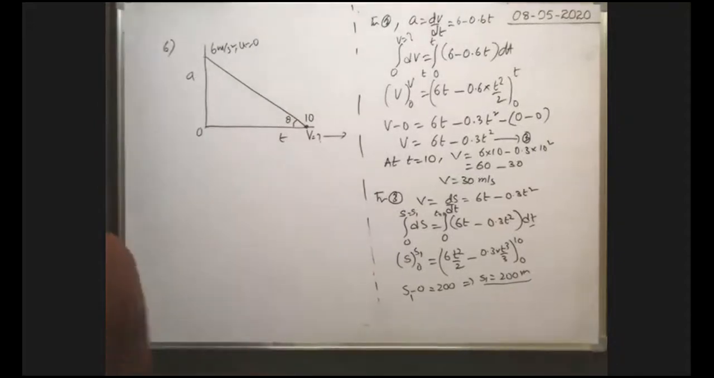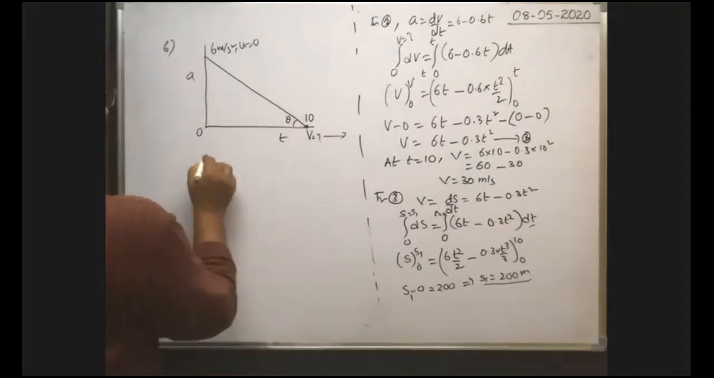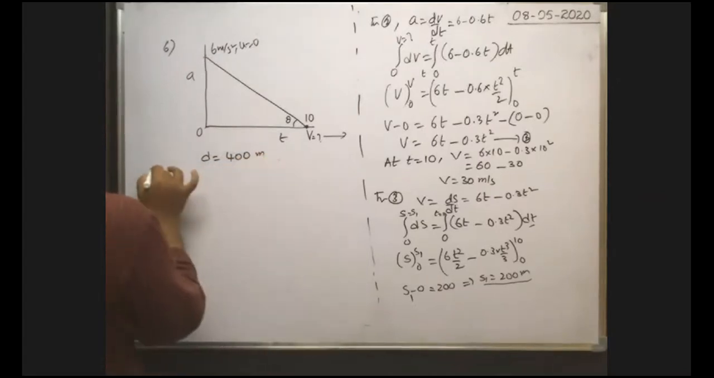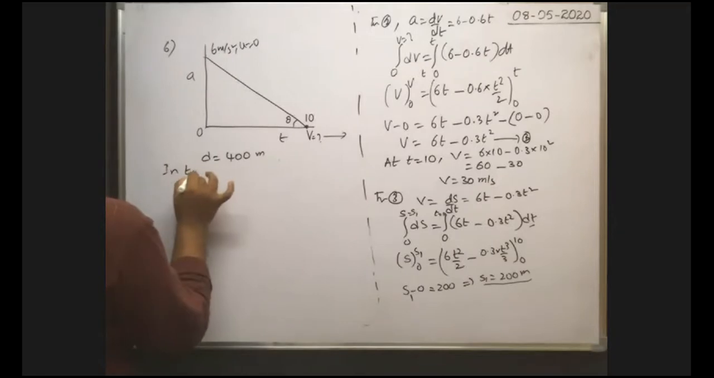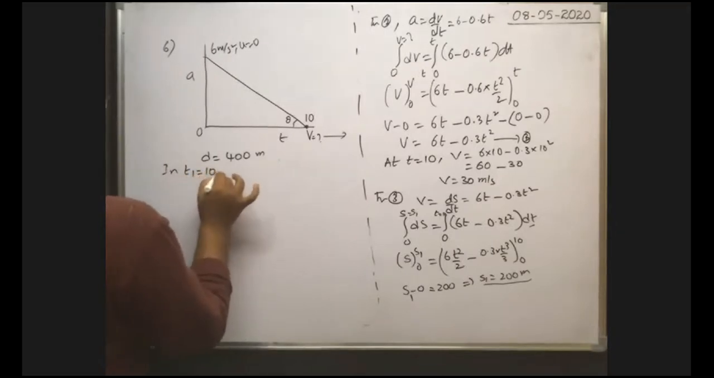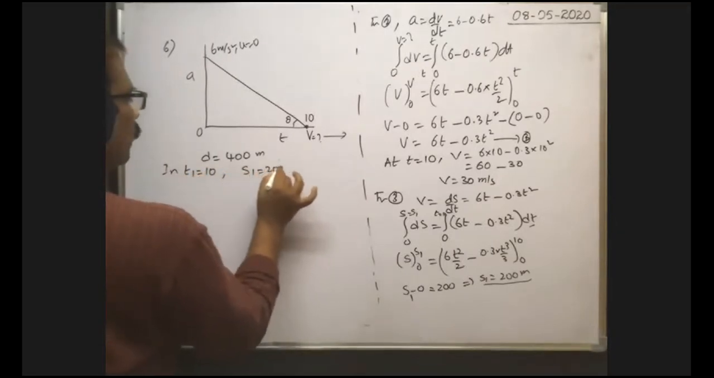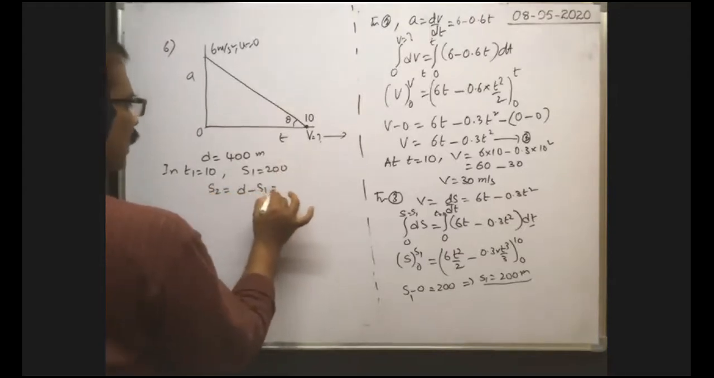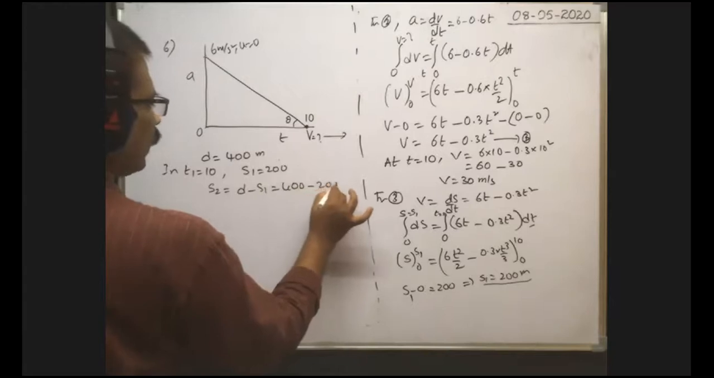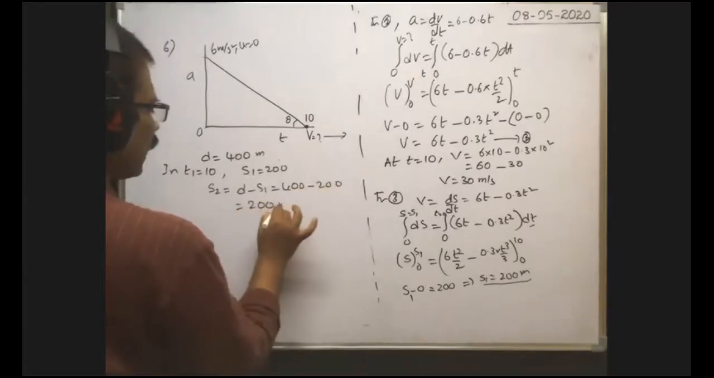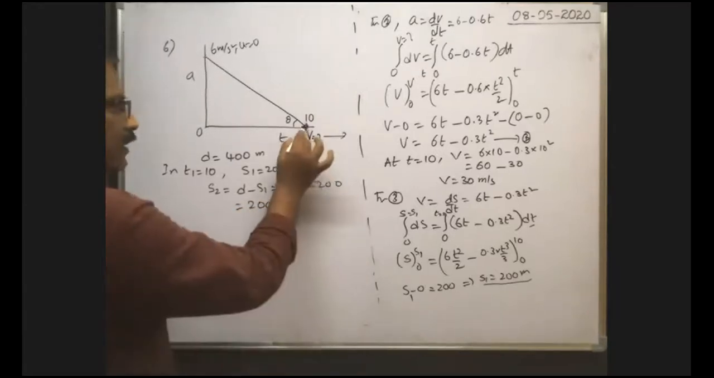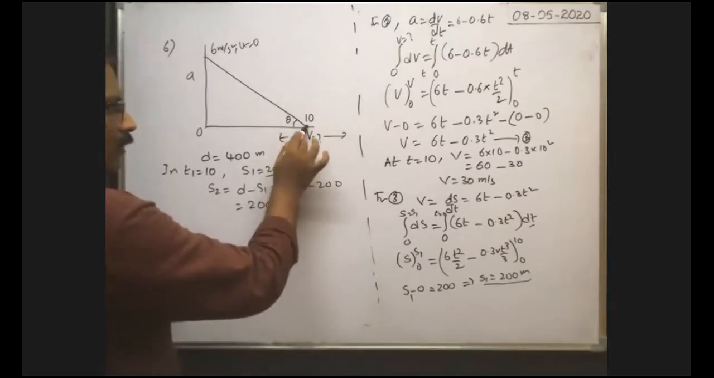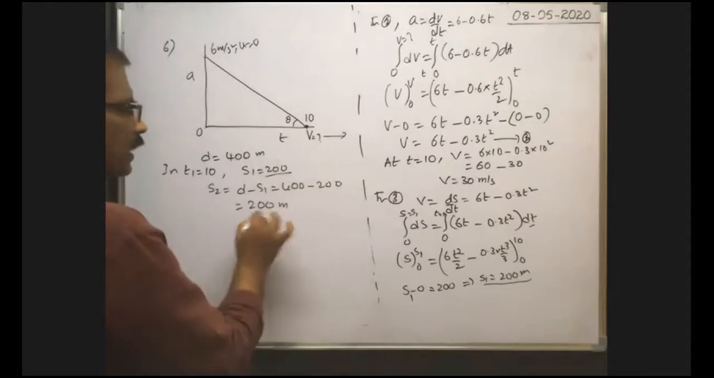Okay, now here actually total distance to be traveled is equal to 400 meter. But in T1, in 10 seconds, the distance traveled S1 is equal to 200 meter only. So what is the remaining distance to be traveled? D minus S1, that is equal to 400 minus 200. That is equal to remaining distance to be traveled is 200 meter. After 10 seconds, the remaining distance to be traveled is equal to 200 meter.